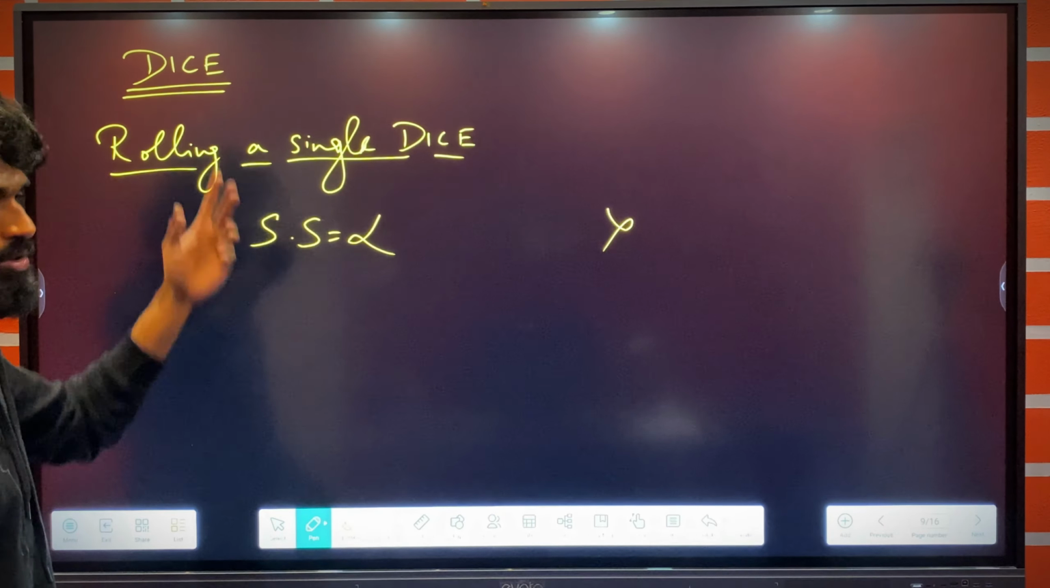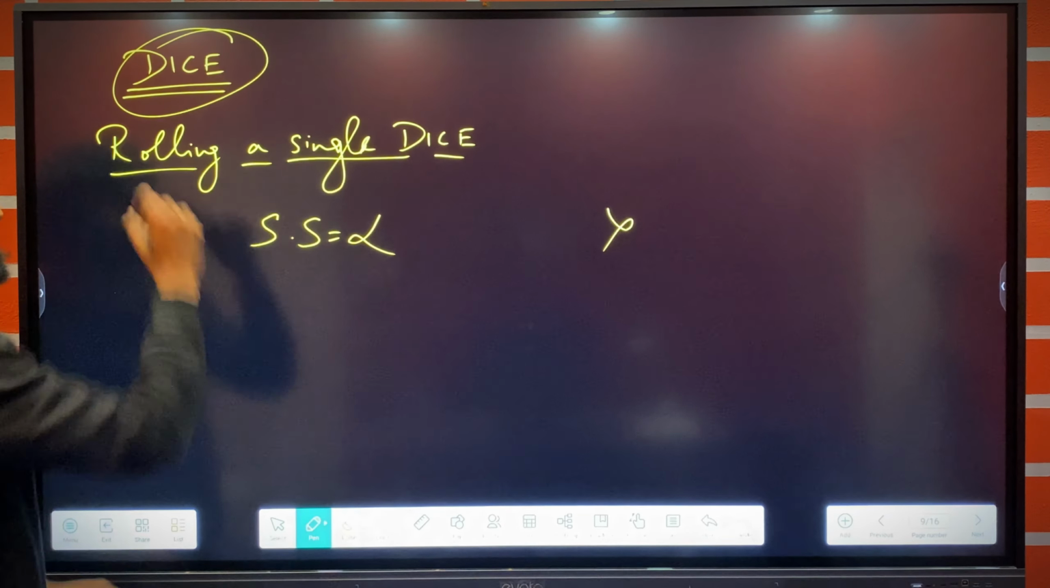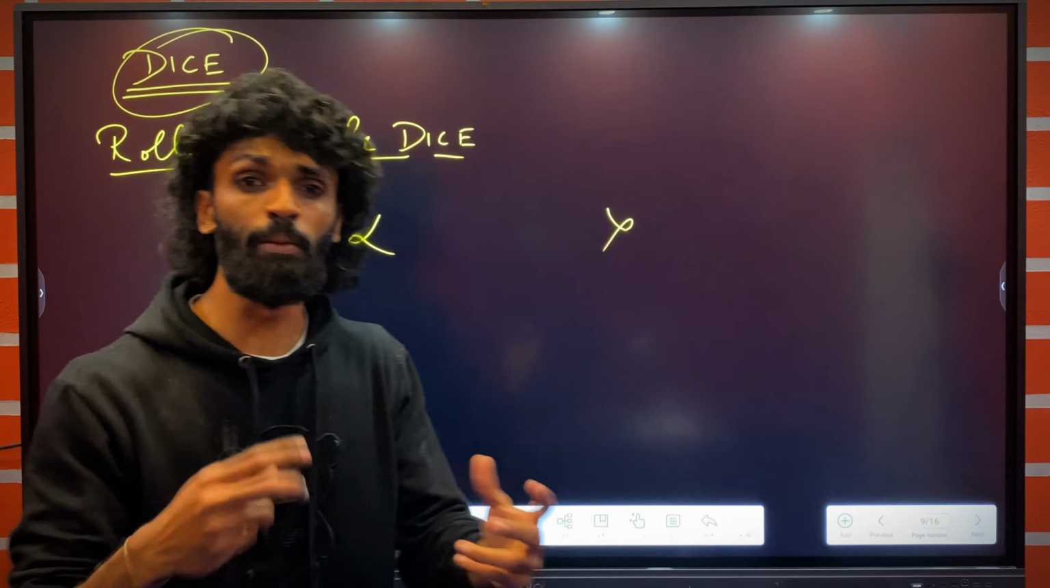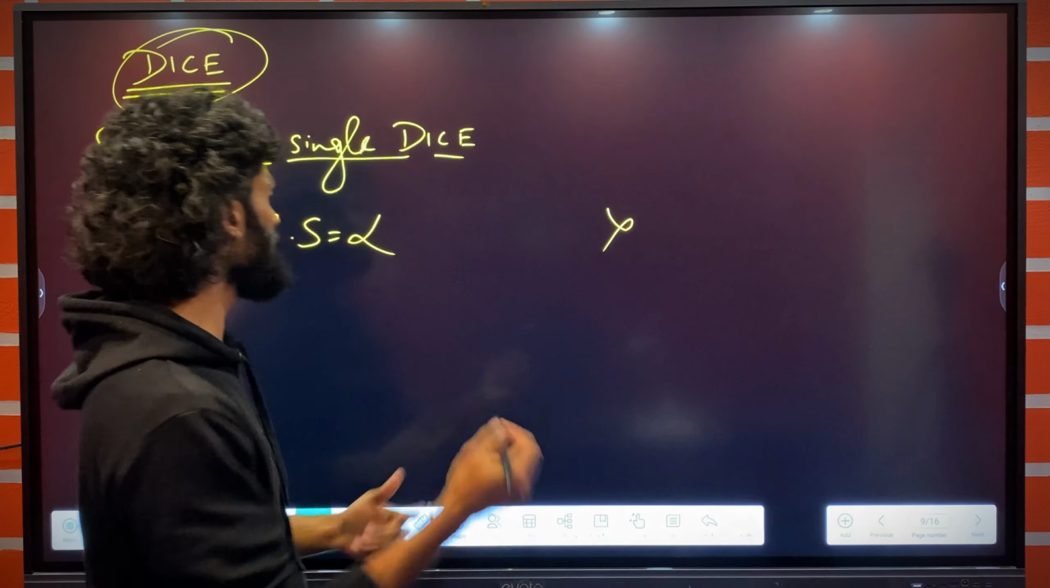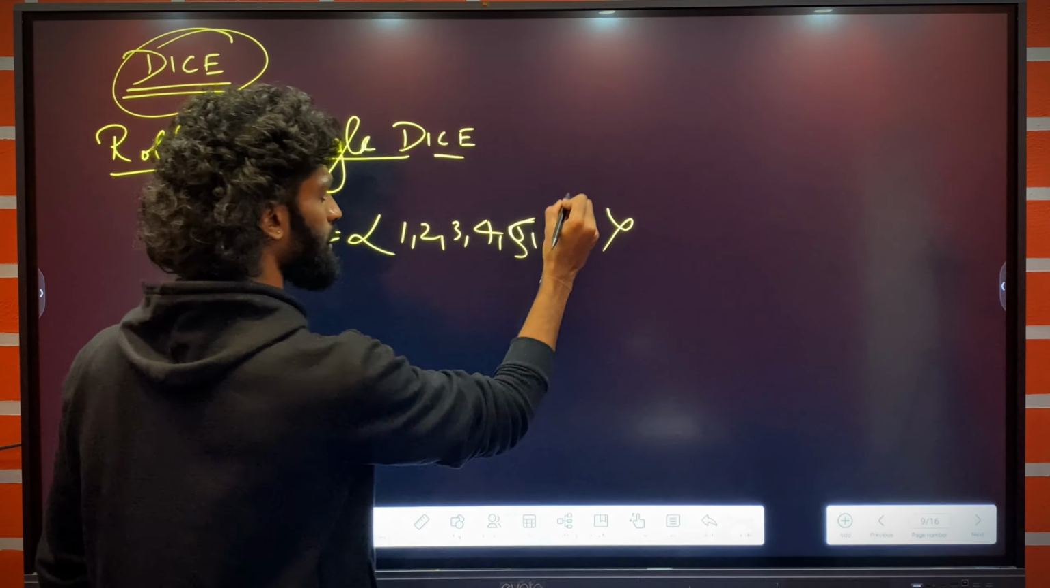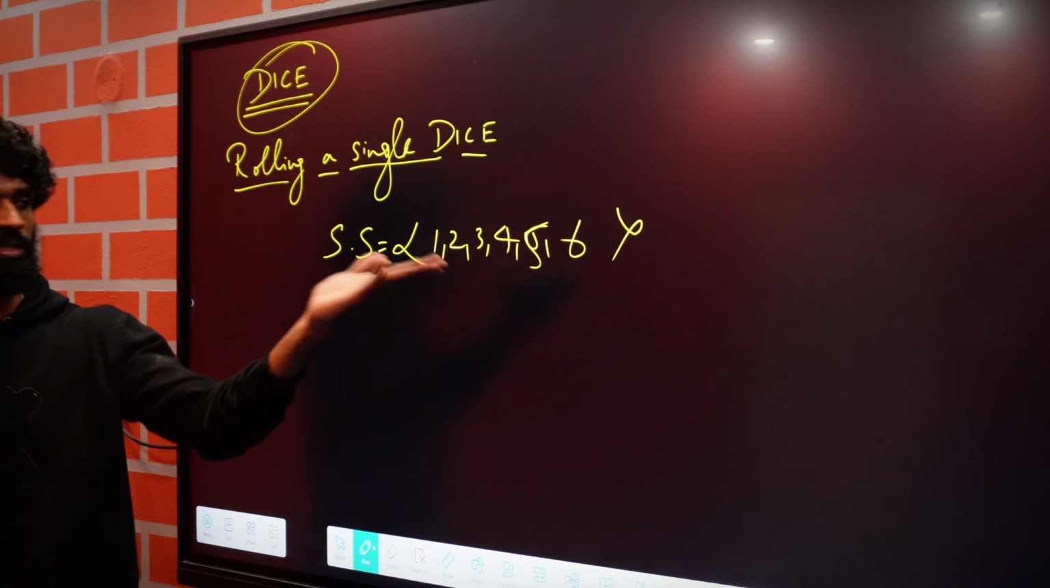Now the coins part is done, we'll talk about the dice part. Rolling of a die, sample space. How many faces are on a die, how many numbers can you see on a die? 6 numbers. What are they? Write them. 1, 2, 3, 4, 5 and 6. So these are my answers.